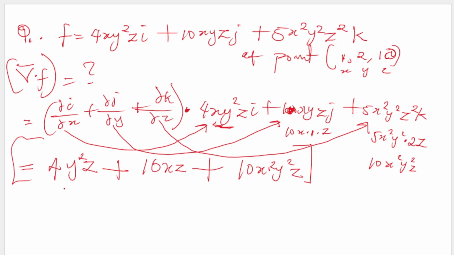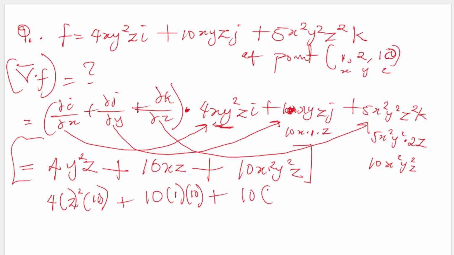Now, doing that, you simply have 4 into y squared. Your y here is 2, so you have 2 squared, multiplied by 10, plus 10 multiplied by x, which is 1, multiplied by z, which is 10. Plus 10 multiplied by x squared, which is 1 squared, and y squared, which is 2 squared, multiplied by 10. So you simply punch your calculator.